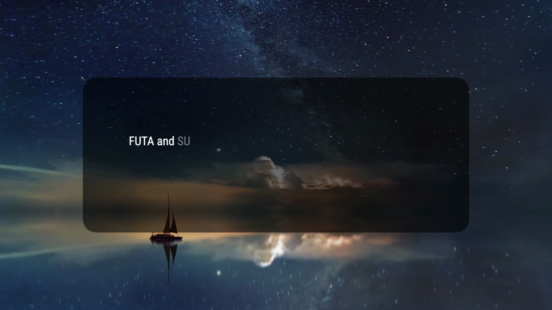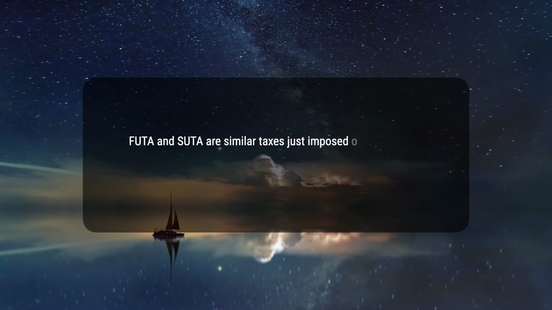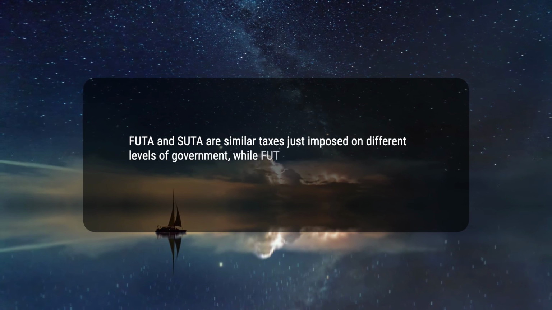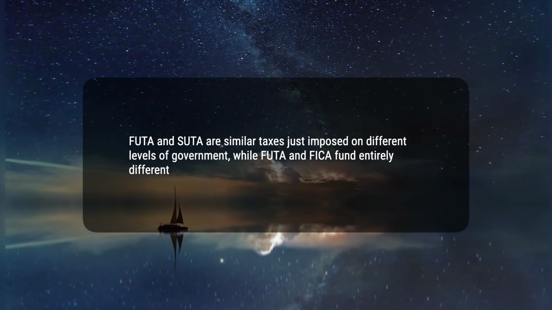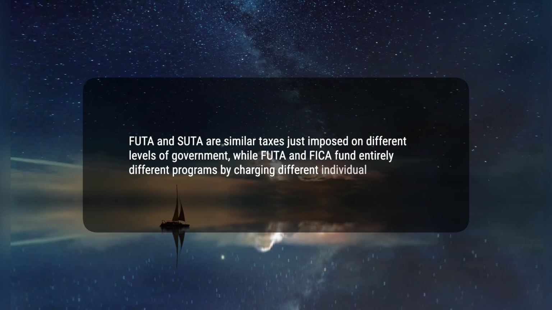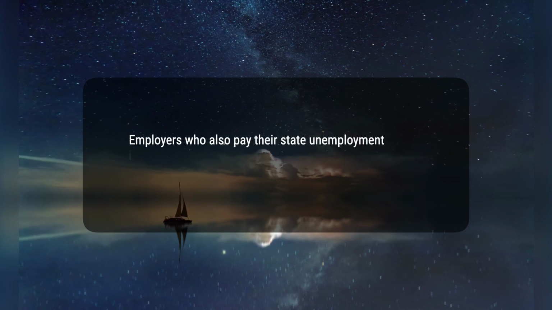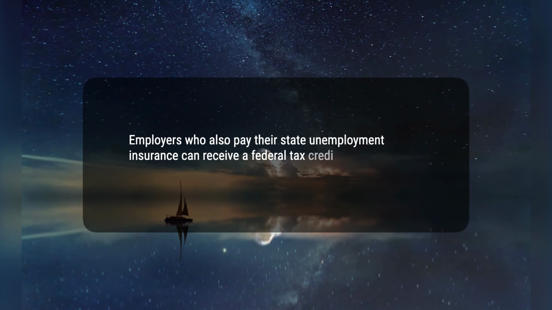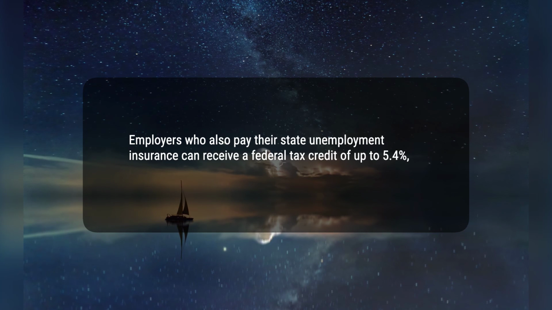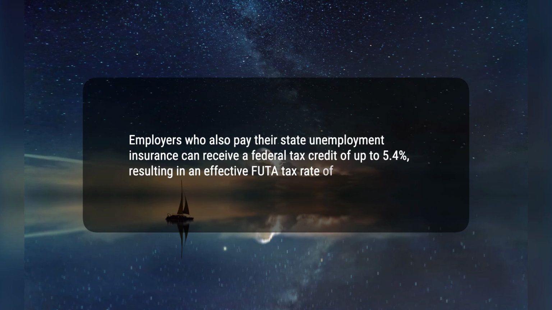4. FUTA and SUTA are similar taxes just imposed on different levels of government, while FUTA and FICA fund entirely different programs by charging different individuals. 5. Employers who also pay their state unemployment insurance can receive a federal tax credit of up to 5.4%, resulting in an effective FUTA tax rate of 0.6%.